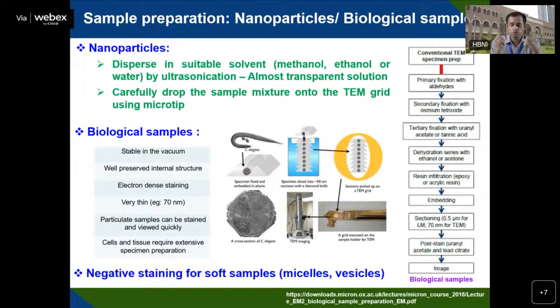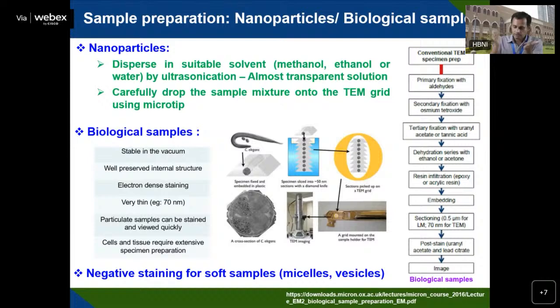Mostly we use methanol or ethanol, or you can also use water, but ethanol is much better because it evaporates more easily, so the vacuum can be achieved in less time inside the vacuum chamber. If you use a solvent like ethanol, you disperse it properly by sonication for more than 15 minutes, up to half an hour or even beyond, depending upon your sample dispersion. You make a proper dispersion, and then you drop cast it on the TEM grid.